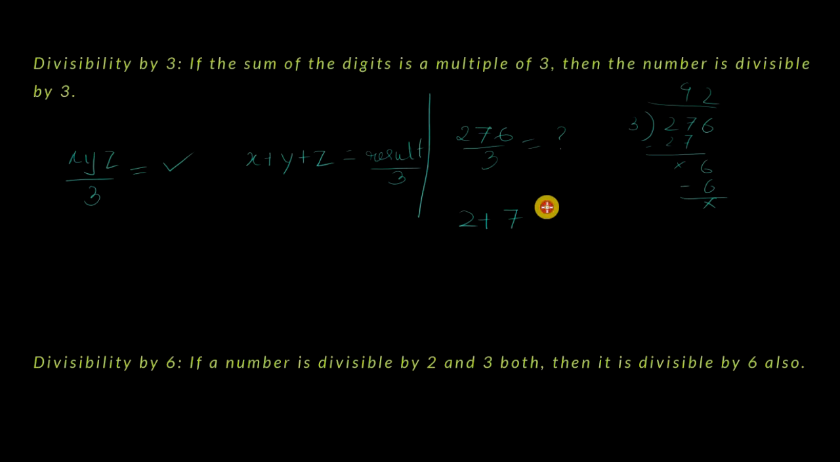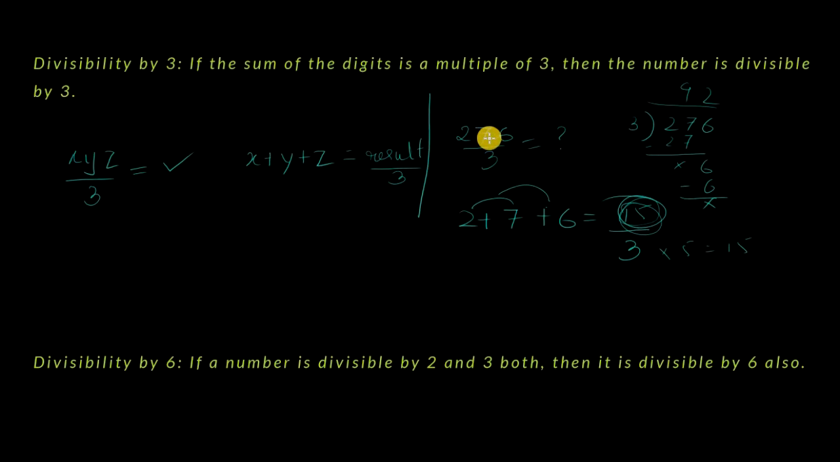Like here I said, sum it up. How much is it? 9. This one is 9. 9 plus 6, 15. We know that 15 is divisible by 3, because 3 into 5 is 15. So 15 is divisible. Hence, this result is divisible.